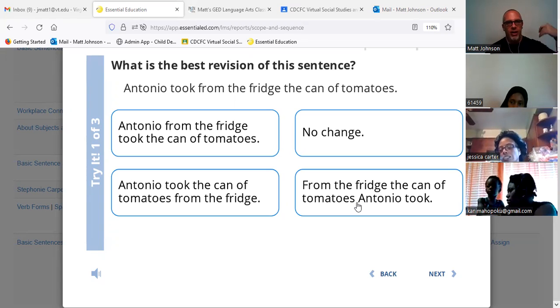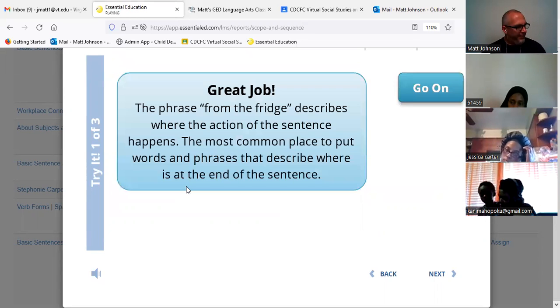So Antonio took the can of tomatoes from the fridge. Great job. The phrase "from the fridge" describes where the action of the sentence happens. The most common place to put words and phrases that describe where is at the end of the sentence. All right, and we'll keep going.